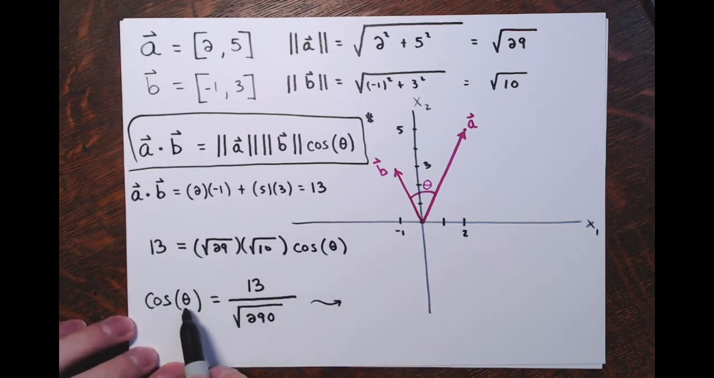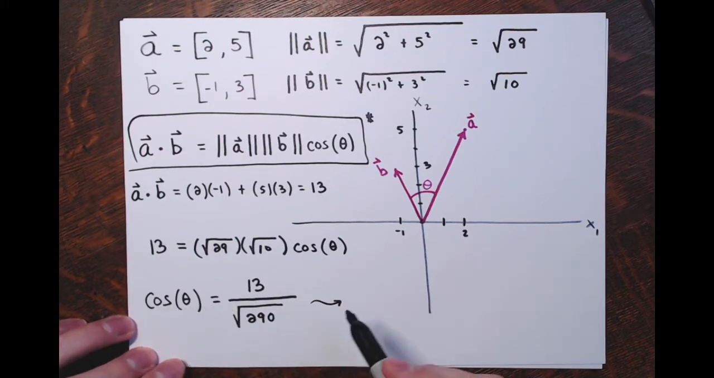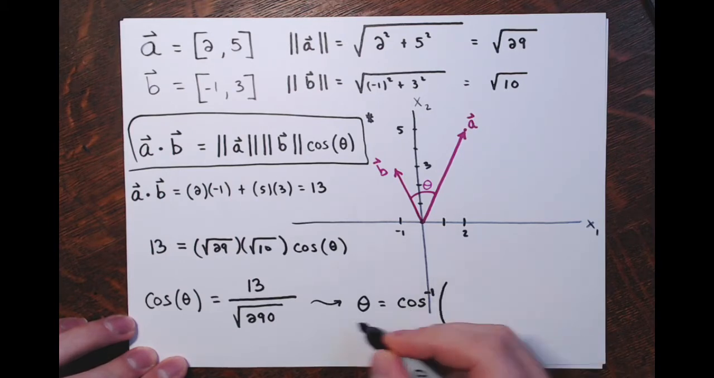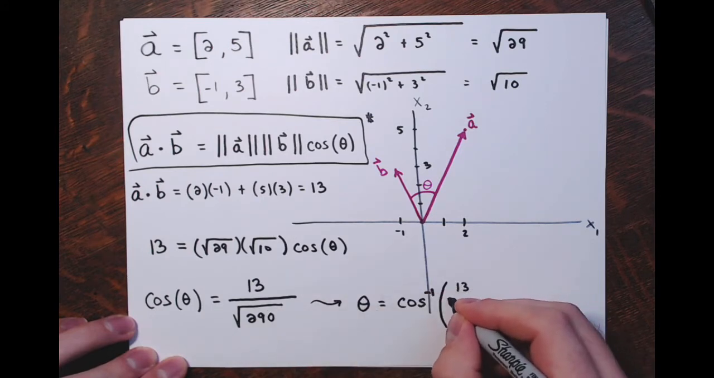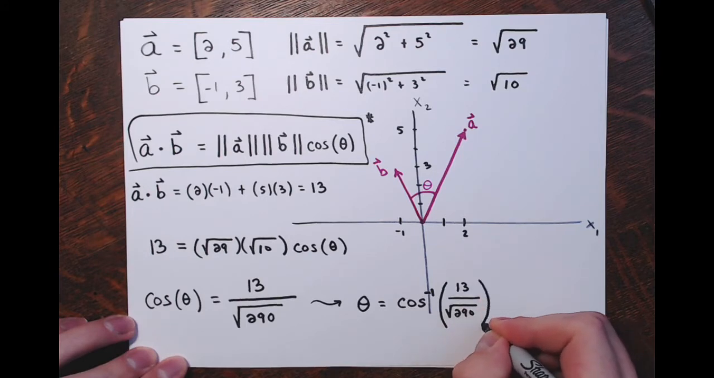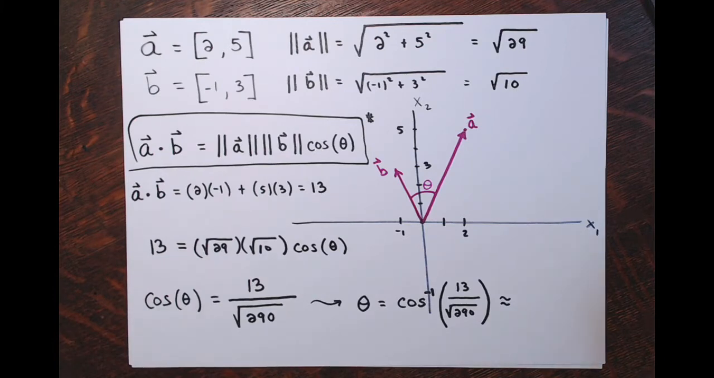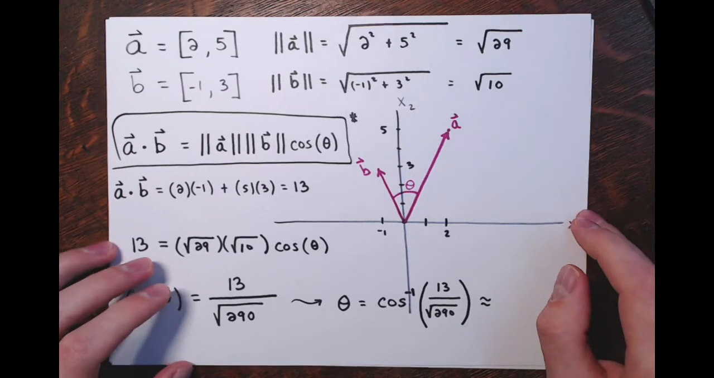And then to solve for theta would require taking the inverse cosine of both sides. So we're seeing theta equals the inverse cosine, that was that cosine with a negative 1 above it, or arc cosine, of this number, 13 divided by the square root of 290. All right, so let's see what this is. I'm going to put this in degrees. In the book here, you're going to notice they ask for a lot of things in degrees. So I'll pull a calculator up.